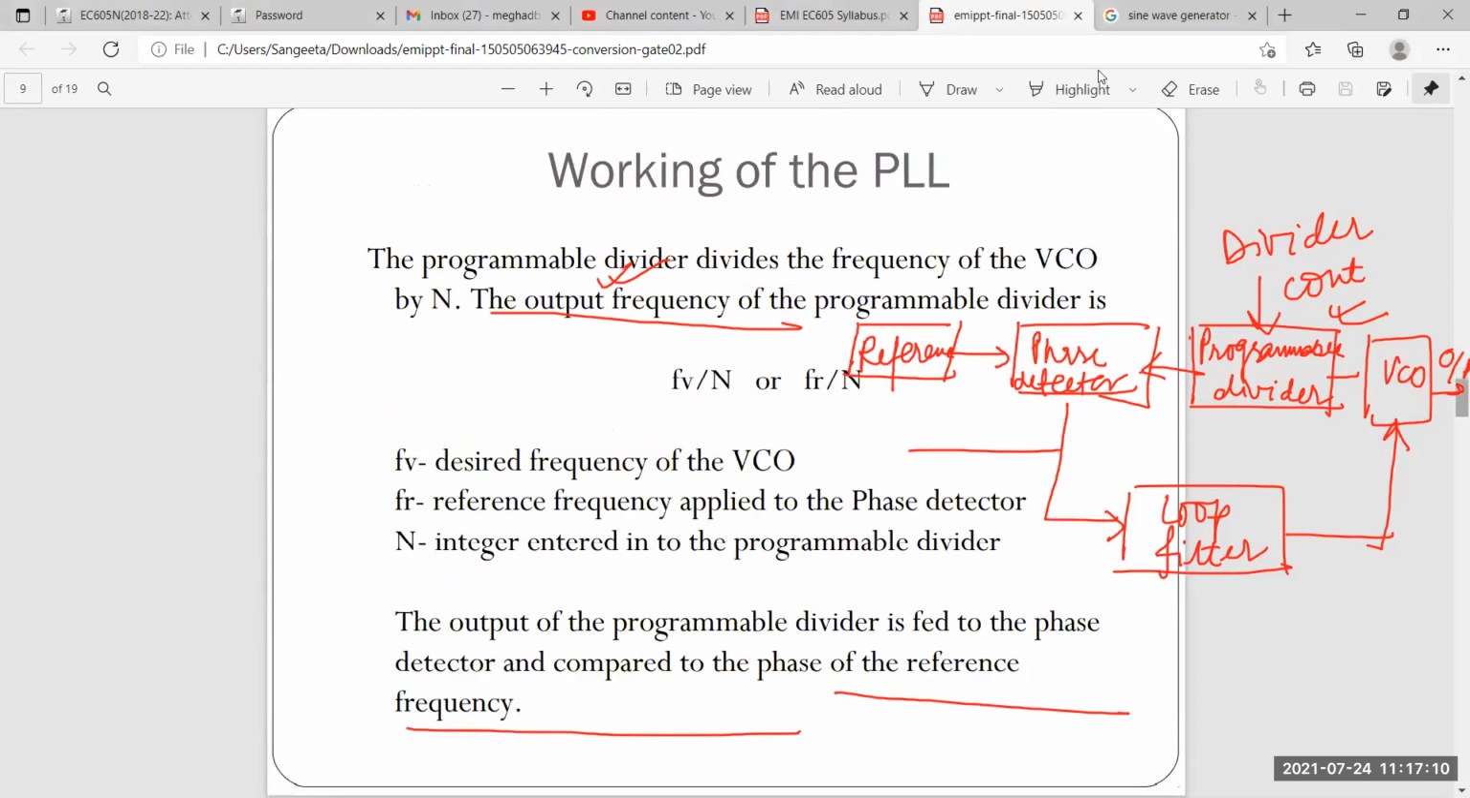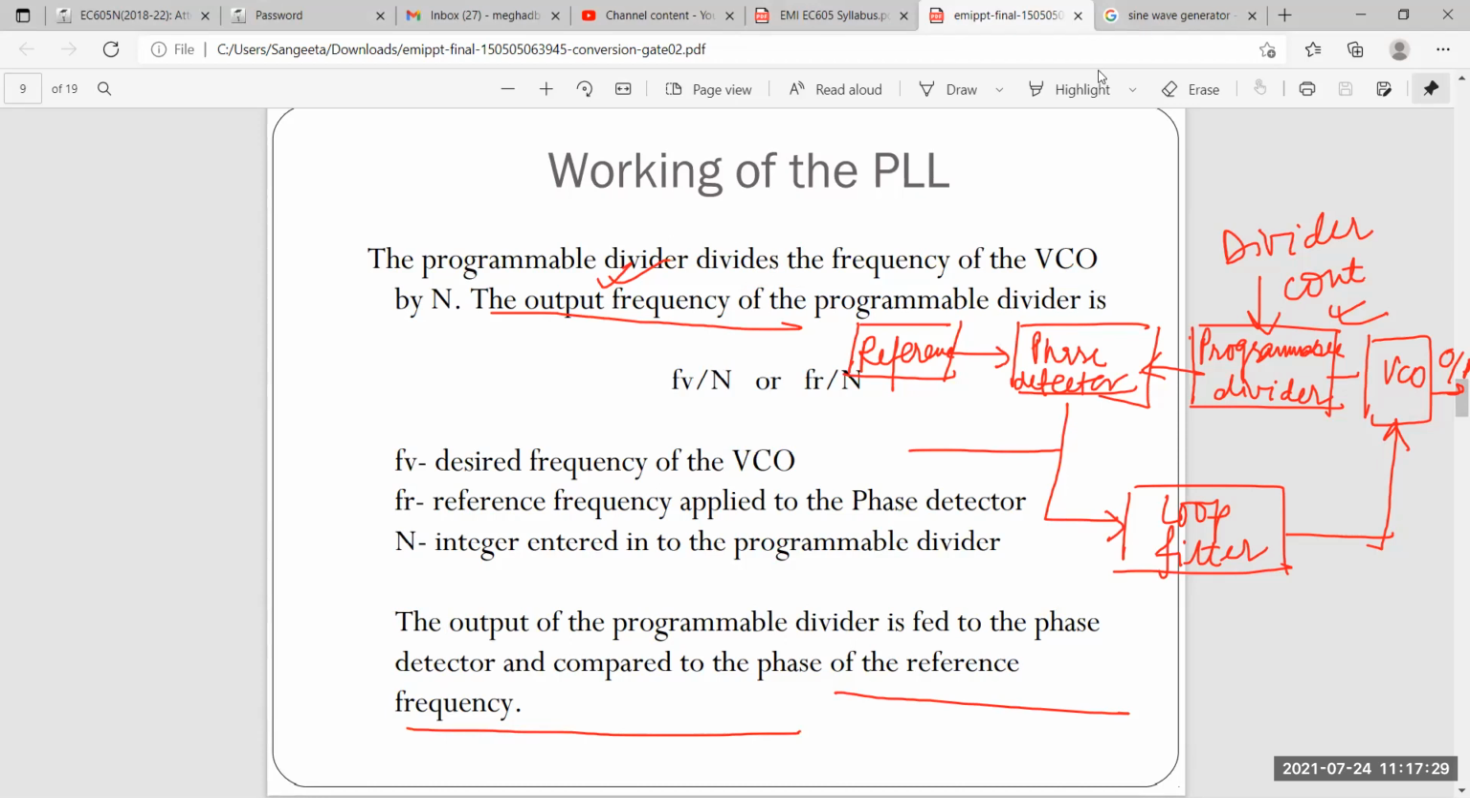Next is the working of PLL. This is important. See, the programmable divider. Here comes the importance of PLL. What is PLL? Phase locked loop, right? So the programmable divider divides the frequency of the VCO by N.